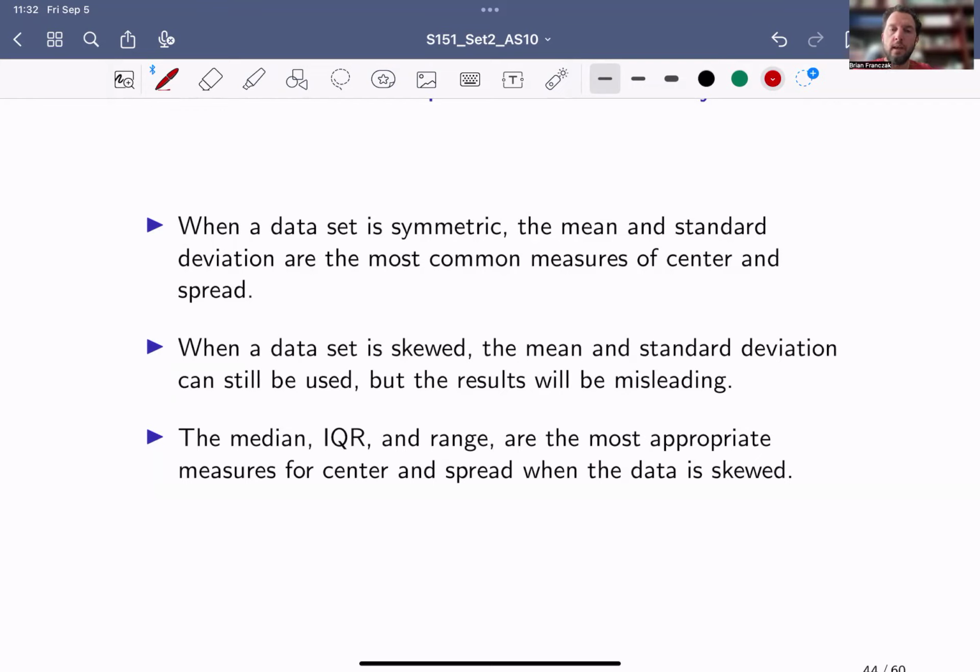So for skewed data, the median and the 5-number summary and then the associated ranges are most appropriate because they're going to reveal that skewness based off of how close together the values are in that particular summary.